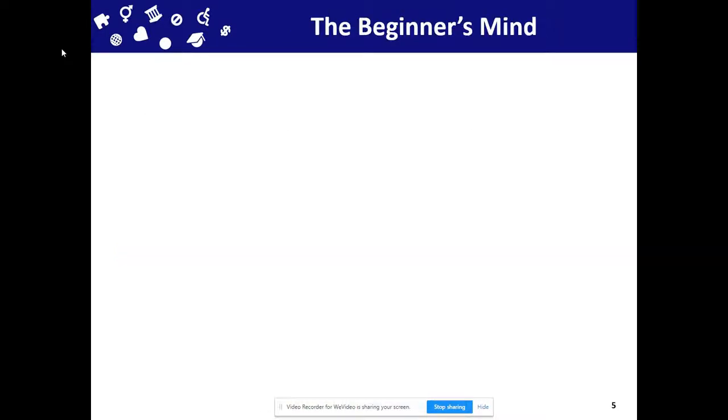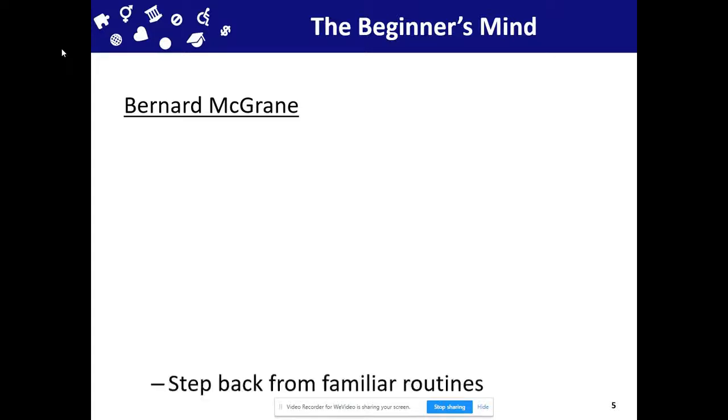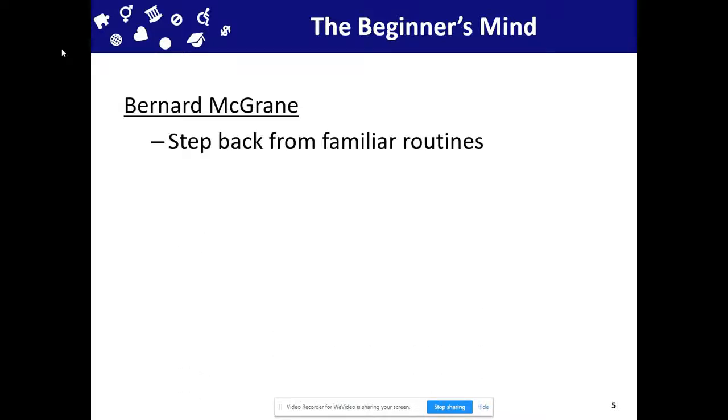Now, one way to really employ a sociological perspective is by utilizing a beginner's mind. This is a term coined by Bernard McGrane. And Bernard McGrane challenges people to step back from their familiar routines and look at their lives with new curiosity. Now, I'll let you know that this is pretty difficult to do. We're so used to what happens in our lives that we don't think to question it as odd or strange or impacted by a larger social force at work.